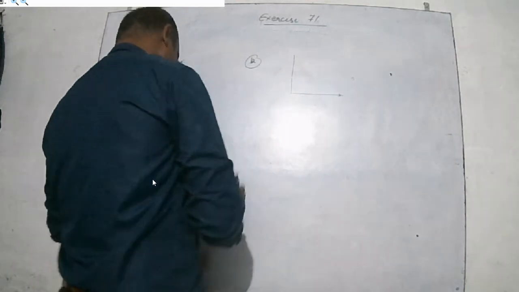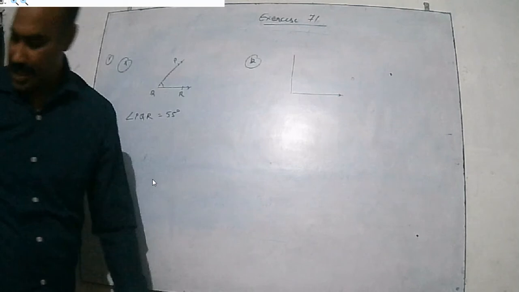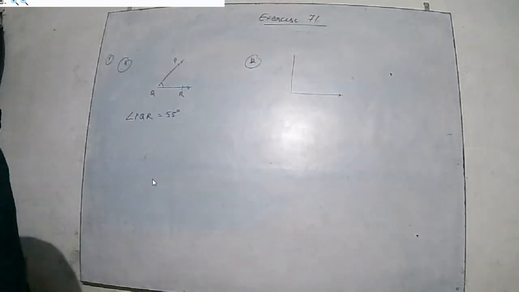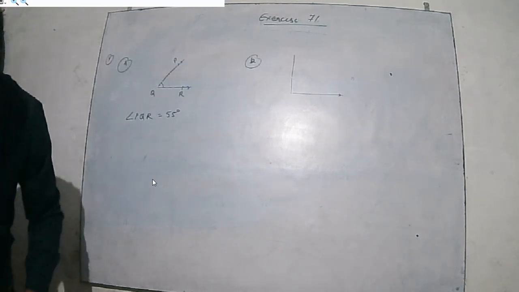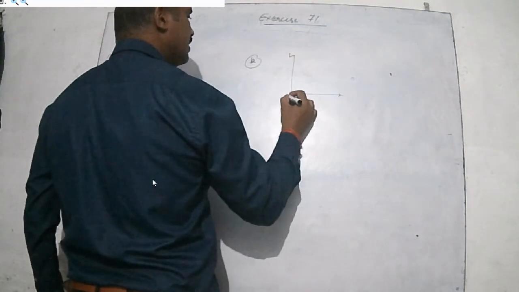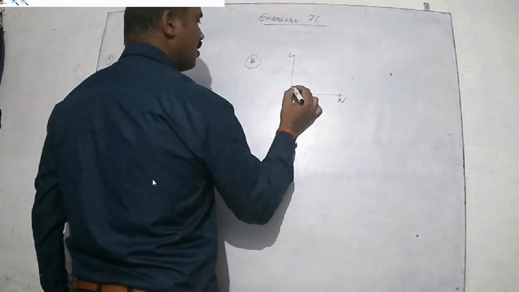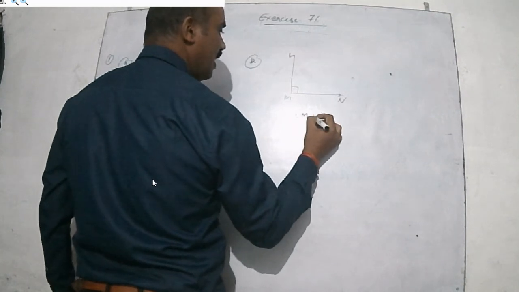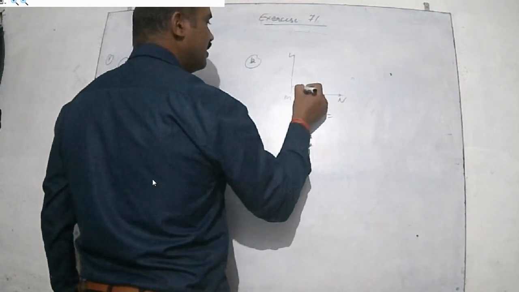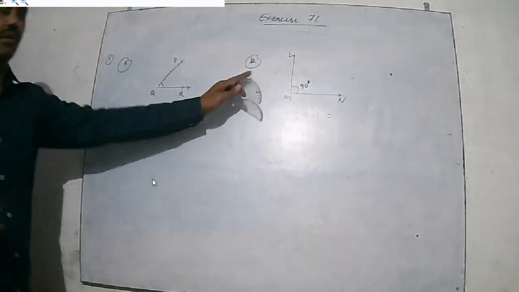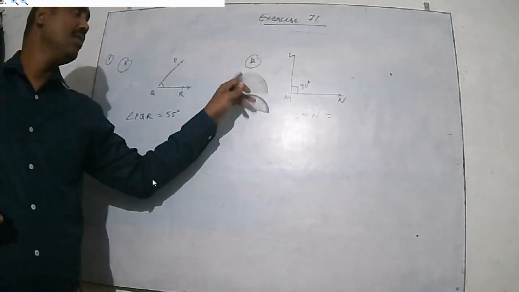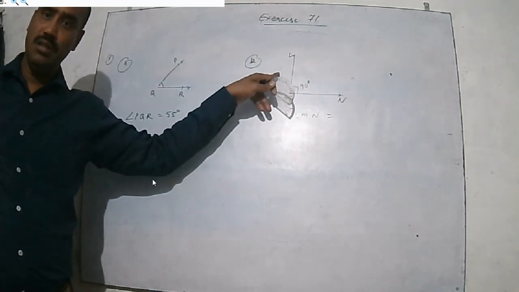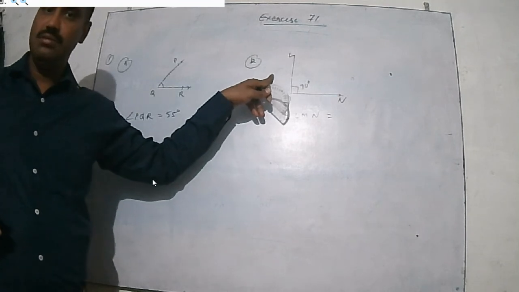The name of this one is LMN. This is our L, this one is M, and this one is N. So the measure of this one is how much? Angle LMN. It is 90 degree. 90 degree means it is also called a right angle. Okay, so you say that it is a right angle. It is not a triangle, it is a right angle. Clear?